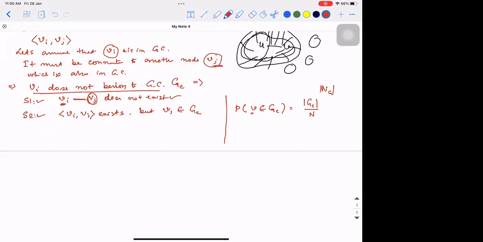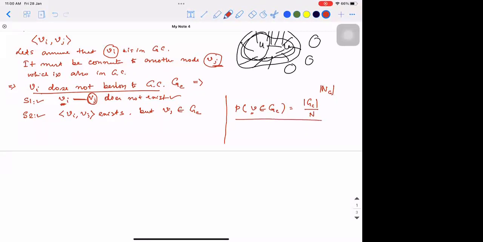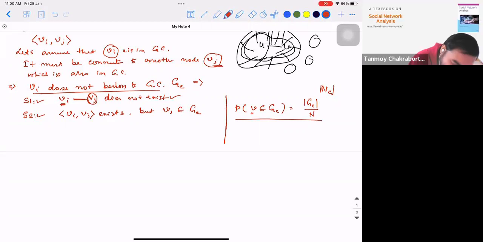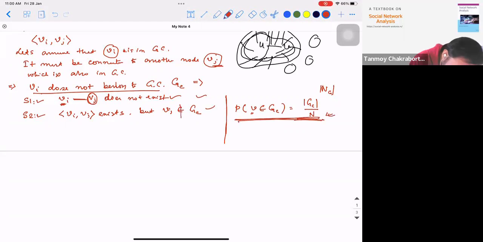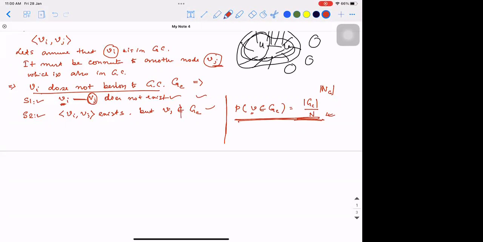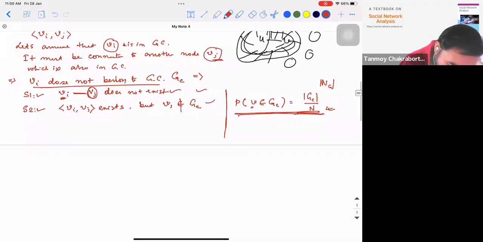You wrote, I think, belongs to GC. Which one? This one? Just on the left side. But Vj belonging to GC. Yeah. The S2 case. In S2 case. No, but no. So this probability is different from these situations. I'm defining a new probability here. No, that is correct. In S2, right? Oh, yeah, this one. Yes, correct.